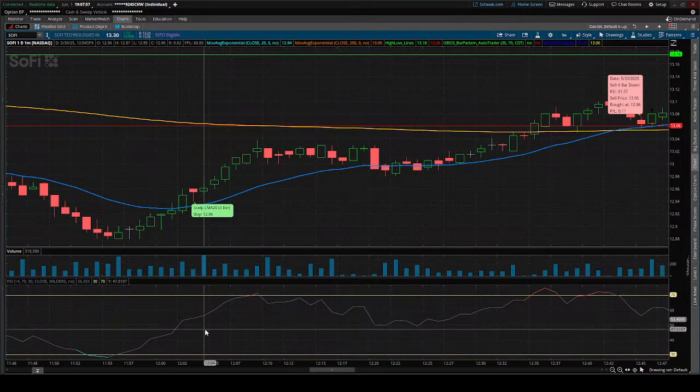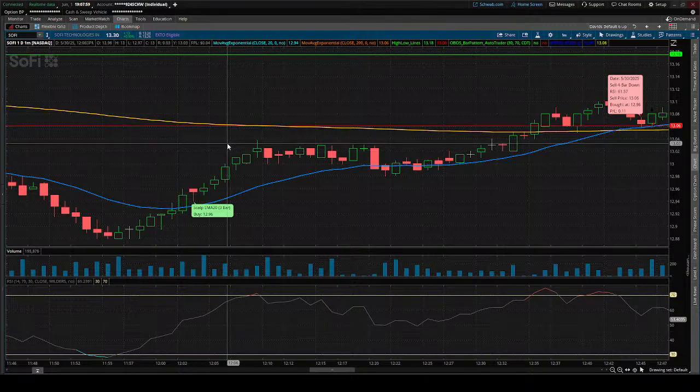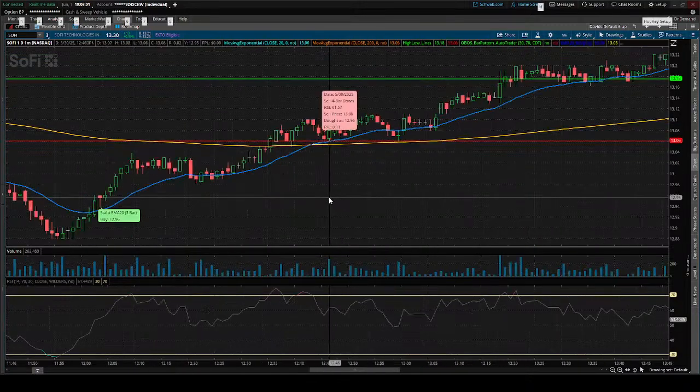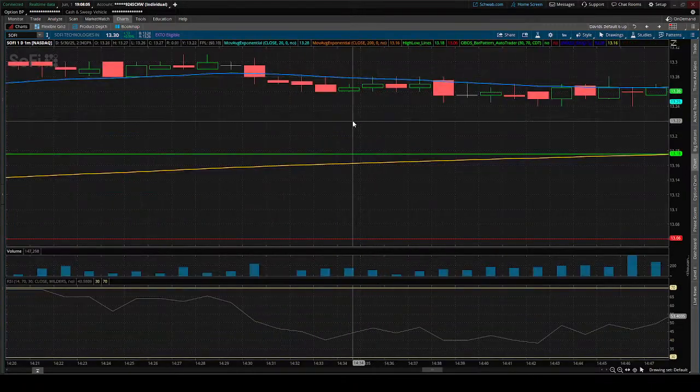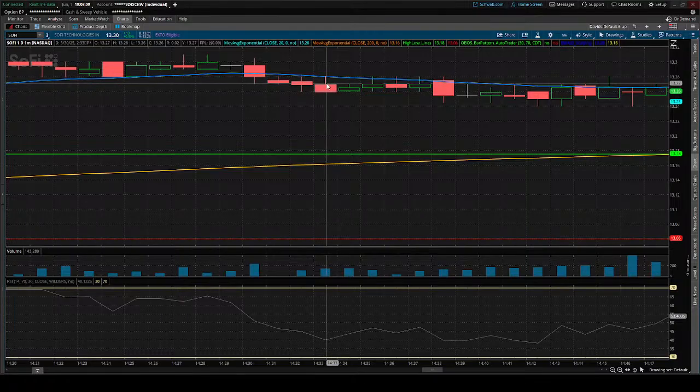We don't care about the RS line strength indicator, scalping this 20. And we can see we don't have another sell yet because we need a 3-bar down, which we didn't get here or here.